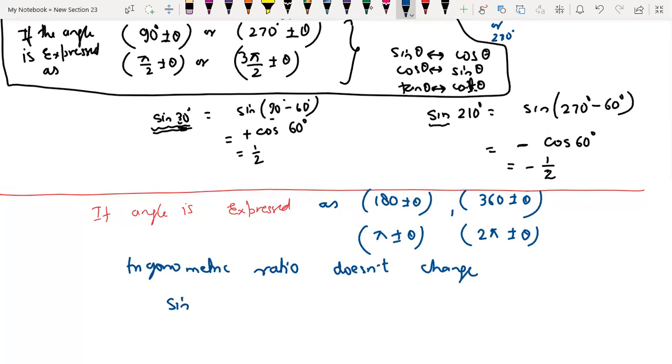So like sine of 210 that we were calculating, if we write this as 180 plus 30, the other way of writing sine 210 is sine of 180 plus 30. 180 plus 30 means again in the third quadrant, sine is negative. Sine is negative, but because it was 180, sine will remain sine. It will be minus sine 30, that becomes minus half. Right?